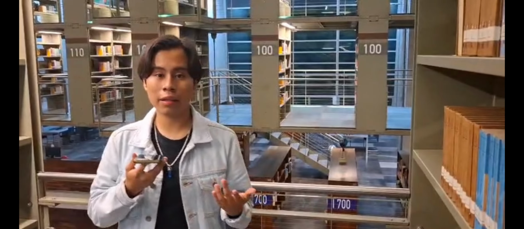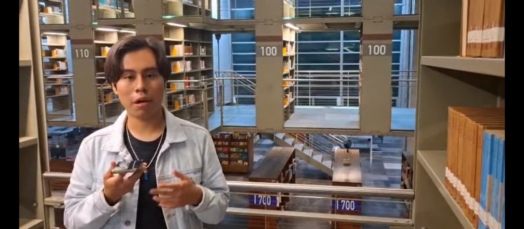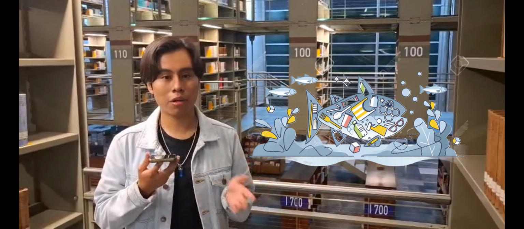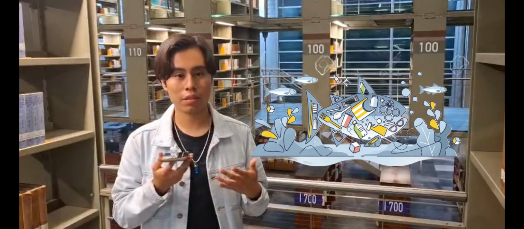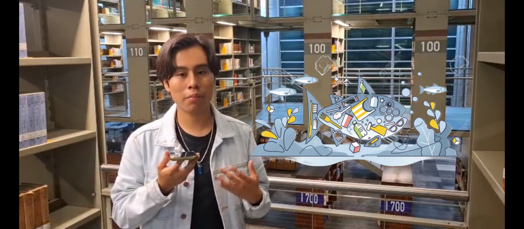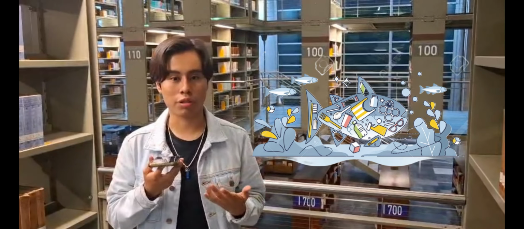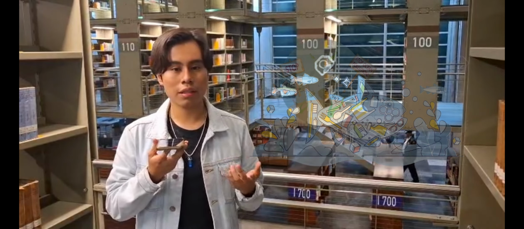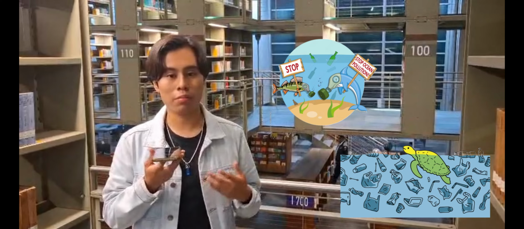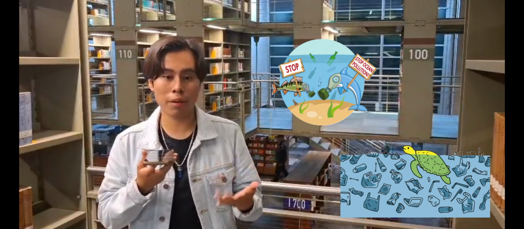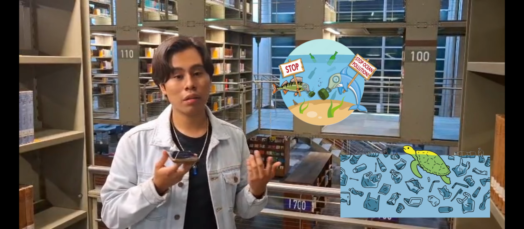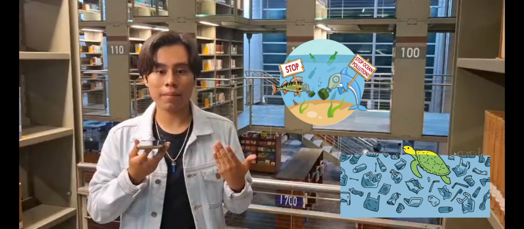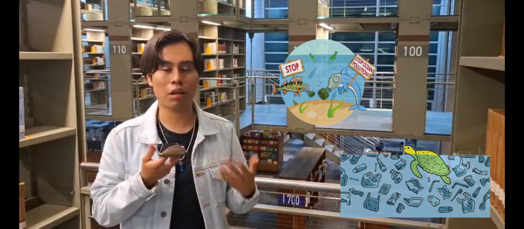In the impact on ecosystems, marine ecosystems, we have ingestion. Marine animals can mistake plastics for food, causing blockage and malnutrition. Entanglement. Fishing nets and other plastics trap animals, making it hard for them to move and survive. And the last one is biodiversity. Plastics can carry invasive species, changing the local ecosystem.